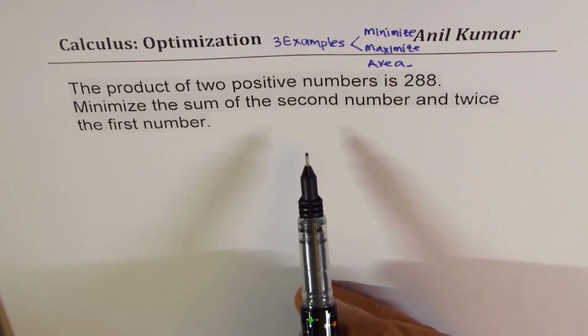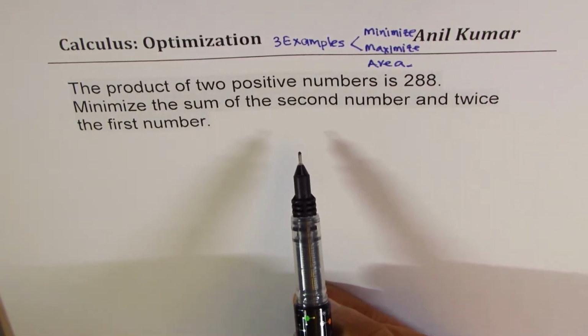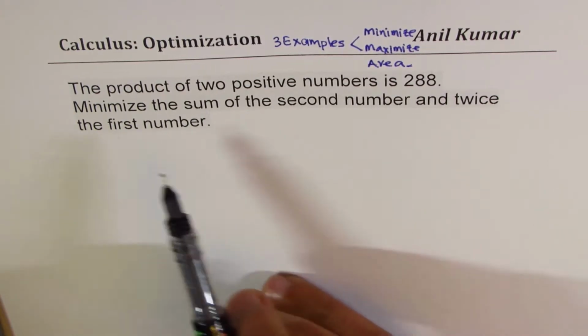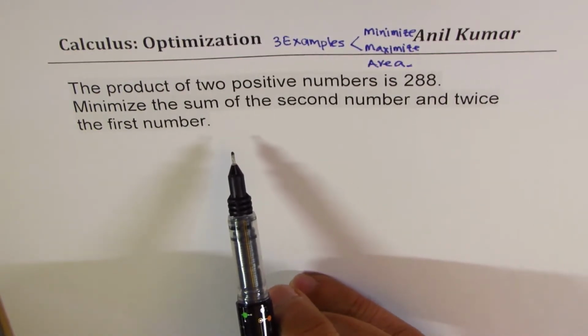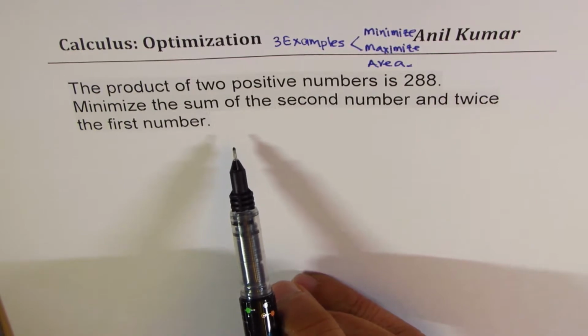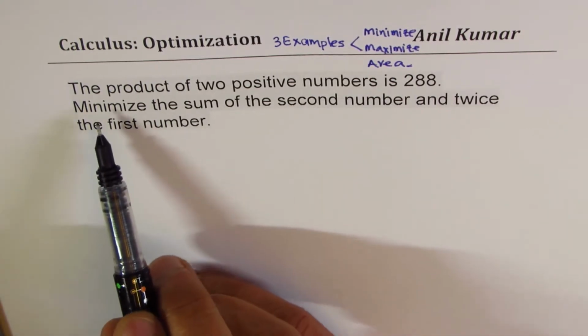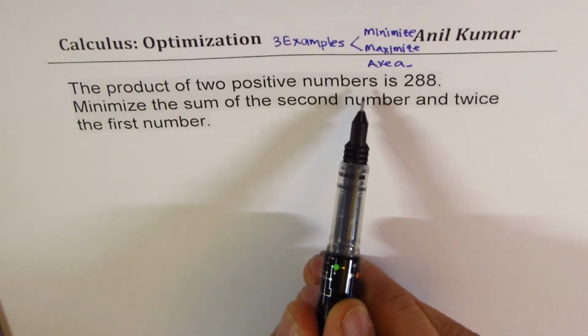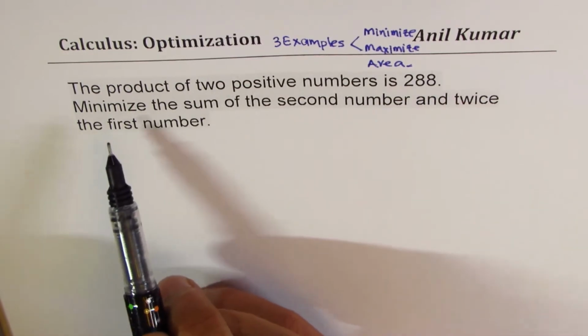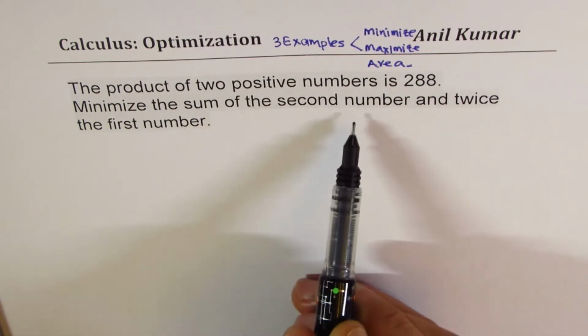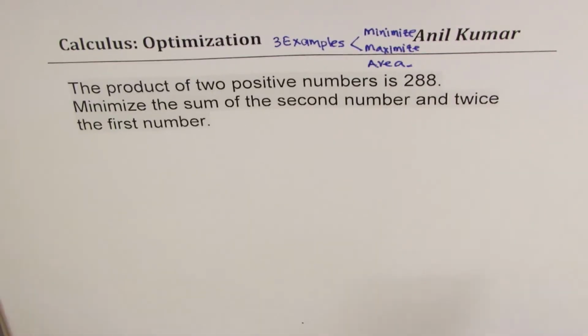One important thing here is to understand all these steps involved. In most of my videos, we have done kind of shortcuts at places. Now here I'll go in all steps to explain you how to solve any optimization question in calculus. The question here is, the product of two positive numbers is 288. Minimize the sum of second number and twice the first number.